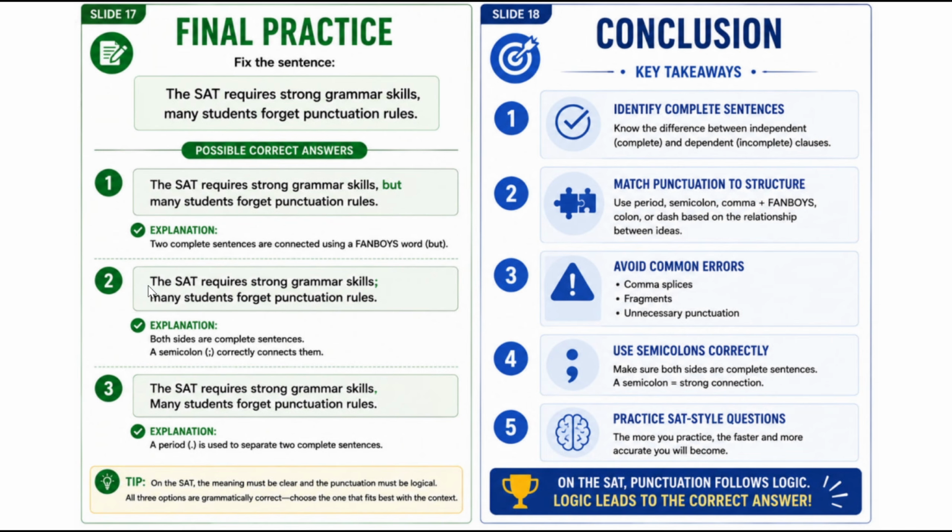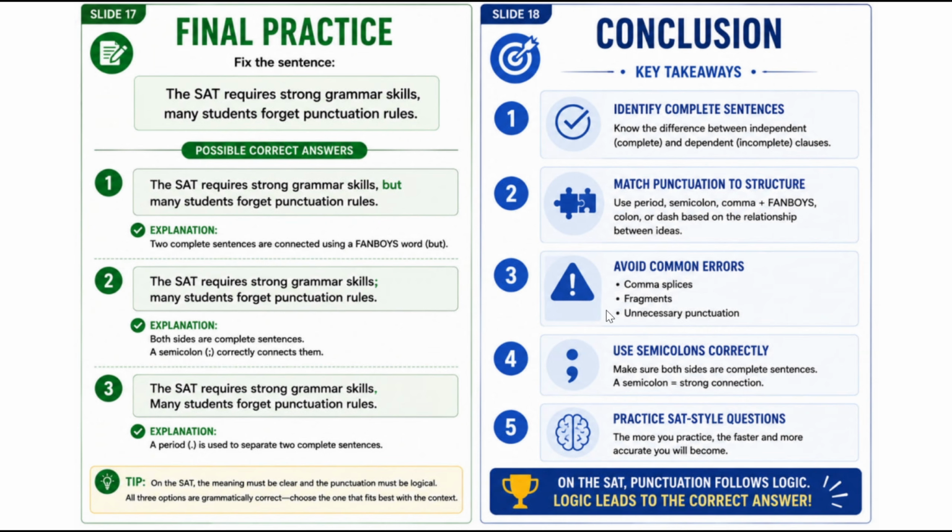Correct version 2: The SAT requires strong grammar skills; many students forget punctuation rules. Explanation: both sides are complete sentences, so a semicolon correctly connects them. Correct version 3: The SAT requires strong grammar skills. Many students forget punctuation rules. A period is used to separate two complete sentences. This is a period, not a comma. On the SAT, sometimes multiple choices are grammatically correct. Your job is to choose the answer that best matches structure, logic, and style.